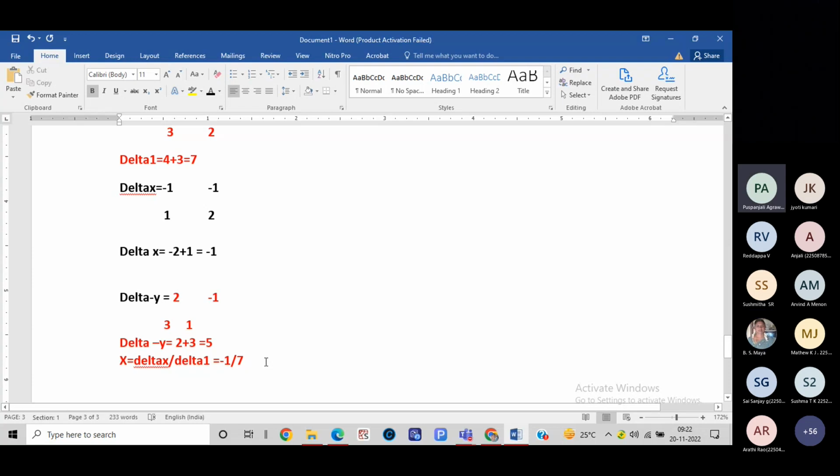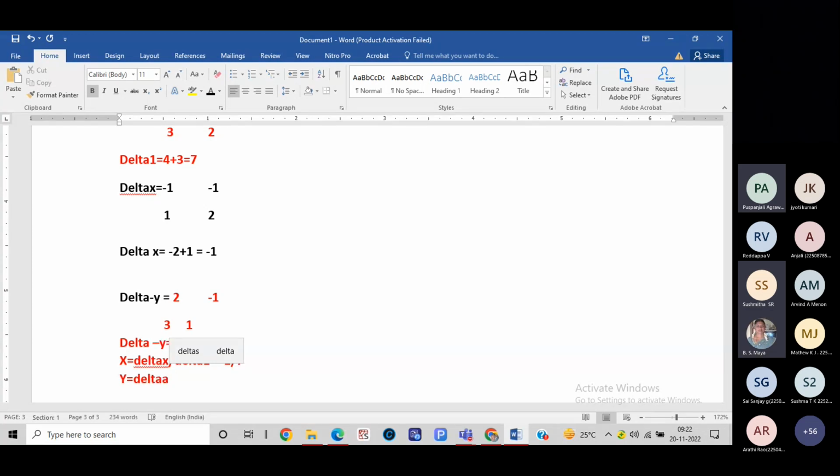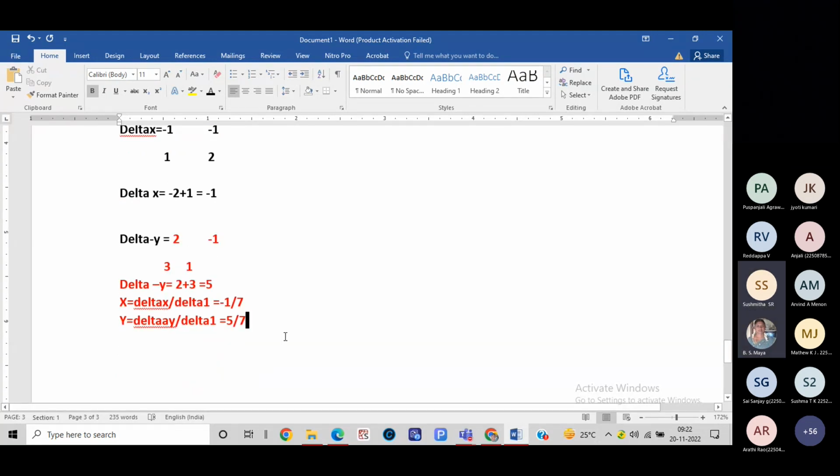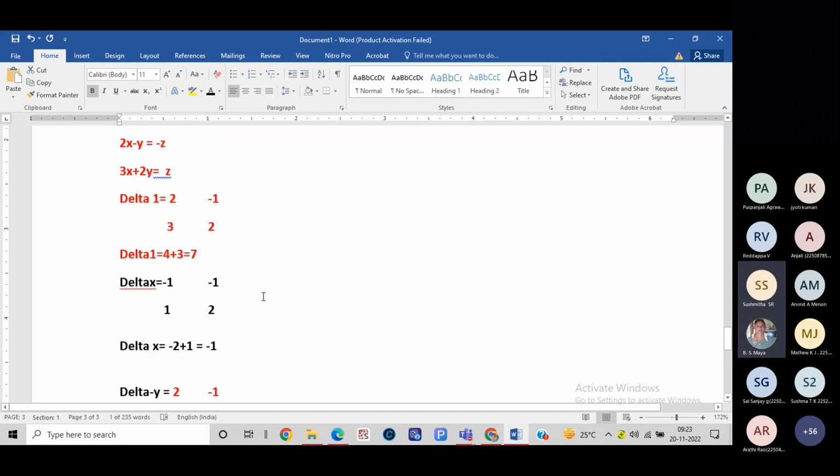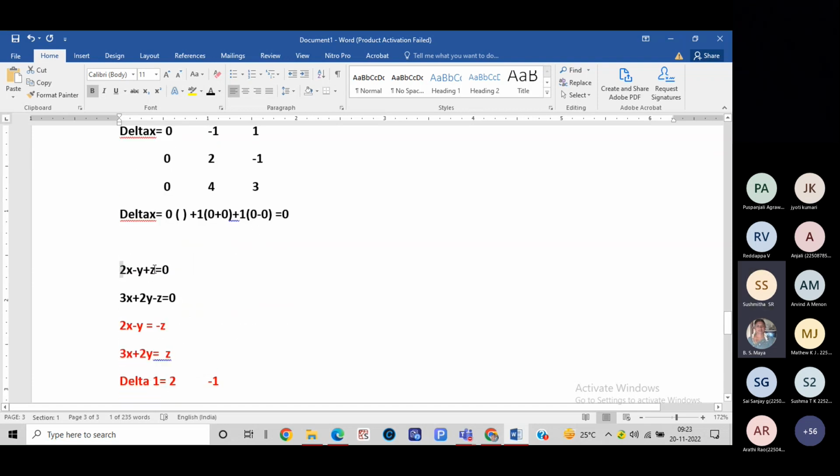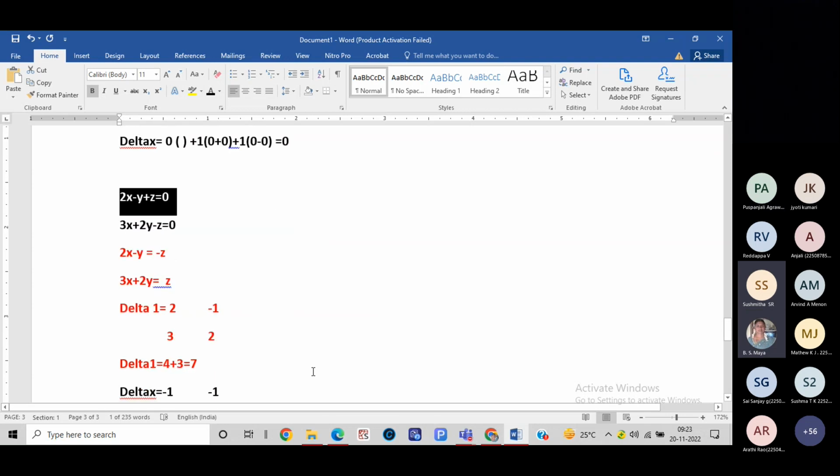Any doubt? No, ma'am. What about y? y equals delta y divided by delta dash. Delta y is 5, right? Yeah, ma'am. 5 divided by delta dash 7. So now I got x and y. If you substitute these two x and y values into any of the equations, you should find that it equals 0.